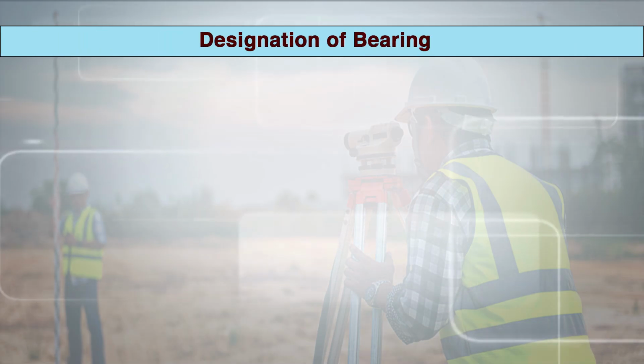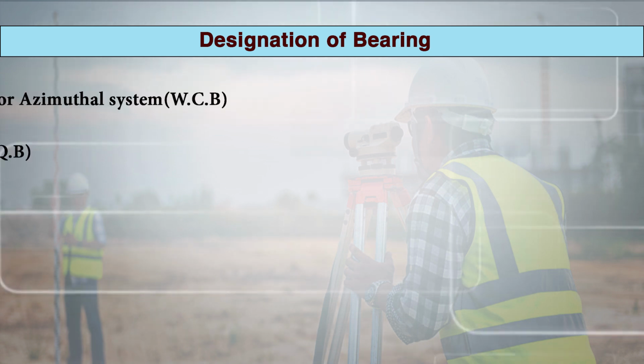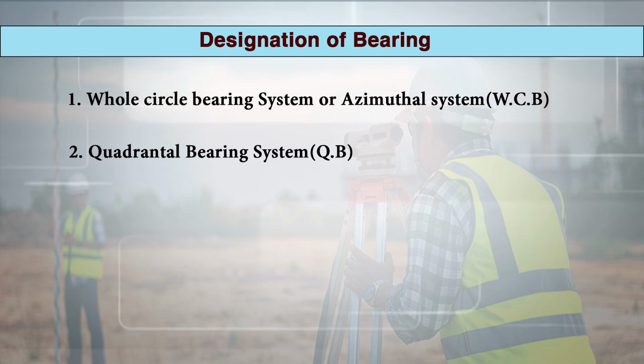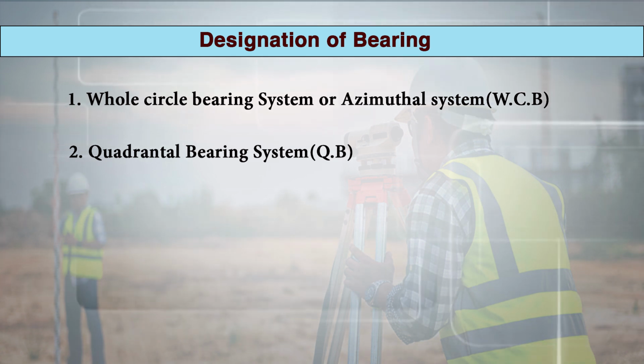So, now let us discuss the designation of bearing, how we can designate the bearing. The bearings are designated in the following two systems. First one is the whole circle bearing system or azimuthal system, also called the WCB system, and second is the quadrantal bearing system, which is called the QB system. We will discuss them one by one.